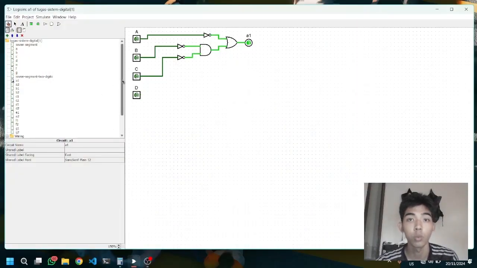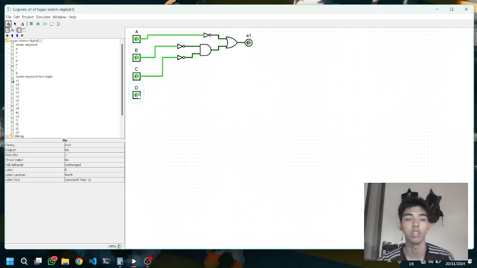Okay, now start with A1. Let me check from 0 to 15. So this is 0, 1, 2, 3, 4, 5, 6, 7, 8, 9, 10, 11, 12, 13, 14, and 15. Okay, this is the truth table.